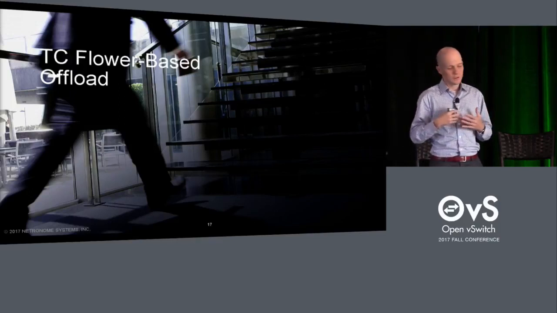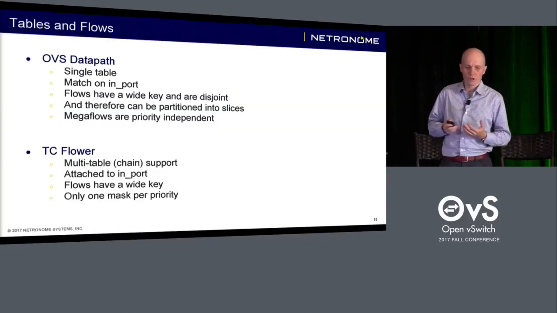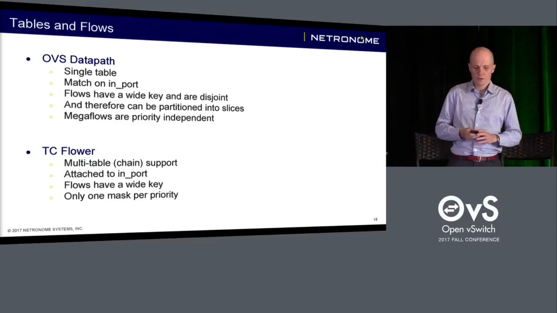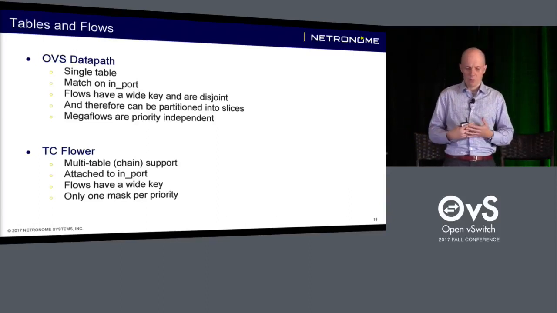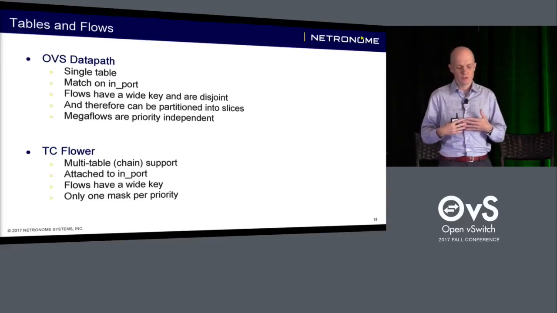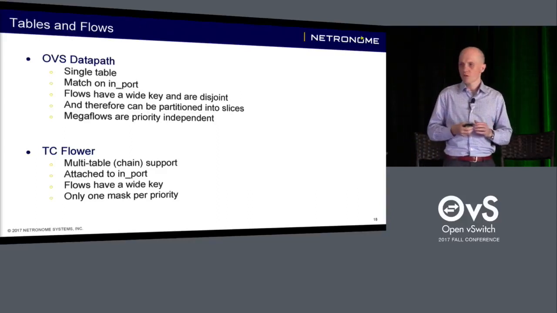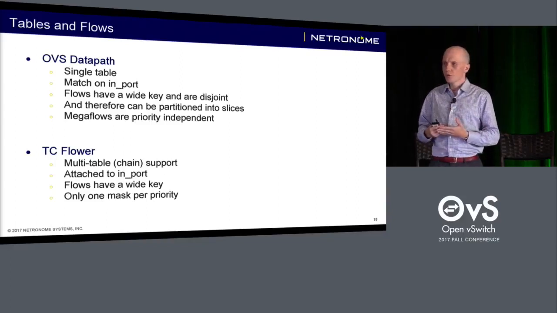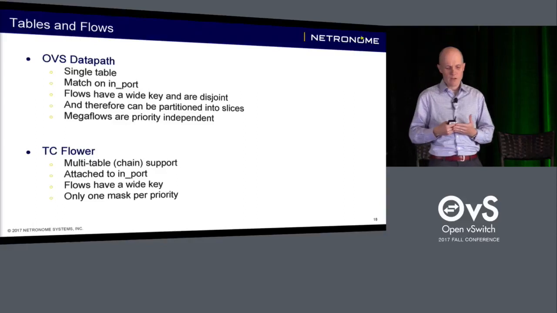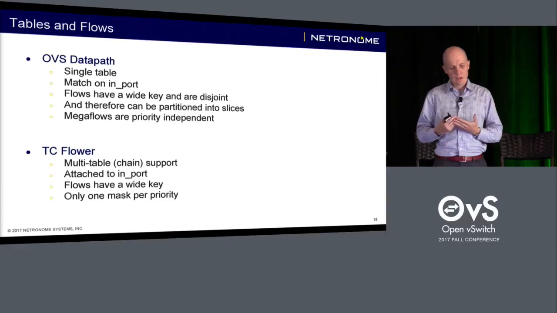Now, how does this match up with OVS, and how can we use it there? Here's a little comparison of the two different data paths. OVS has a single table in the kernel data path. TC Flower is multi-table now because it has these things called chains, but it can certainly cover the single table case. In the OVS case, we match on the input port. In the TC Flower case, at least up until now, we attach the rule to the input port, so it's implicitly matched there. As I mentioned, we can match on a wide variety of flow keys.